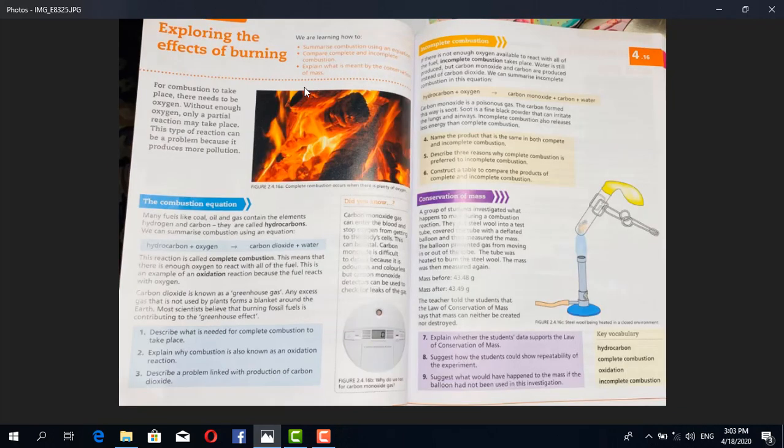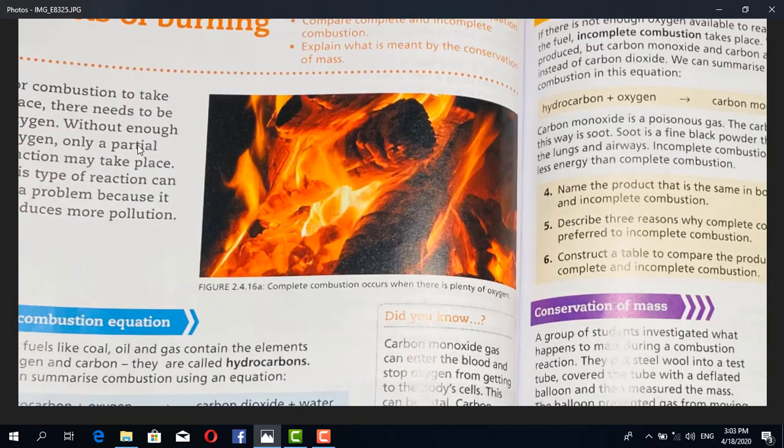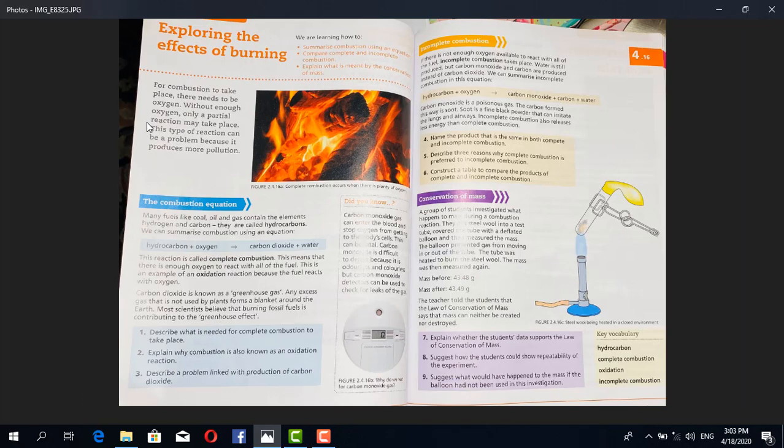Exploring the effects of burning. For combustion to take place, there needs to be oxygen. Without it, or without enough oxygen, it may be sort of like a problem.